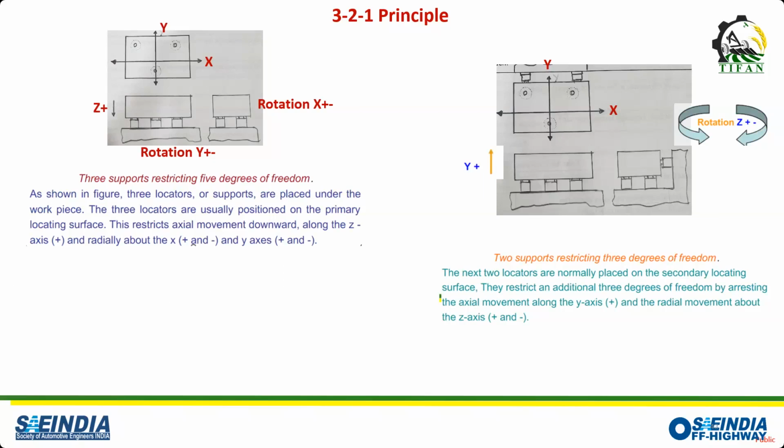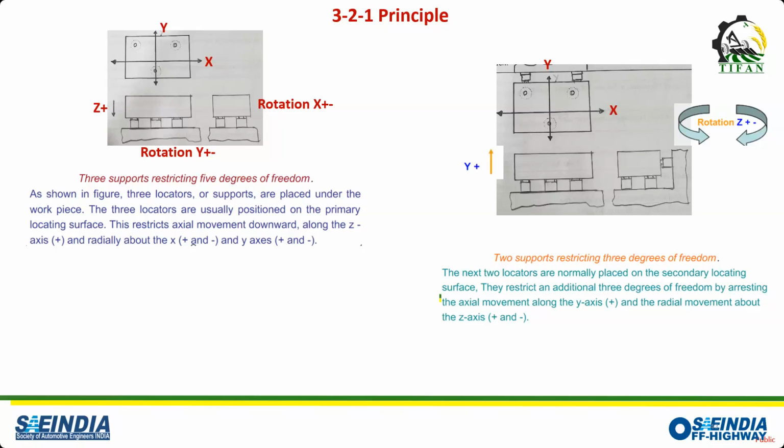The same workpiece on the right side is being supported by two pins on the next largest surface area. You can see in the top or plan view, and then on the side view. So these two next locators are normally placed at 90 degrees to the first one, and they restrict the movement along the y-axis here, in the plus y direction, and also radial movement around the z-axis.